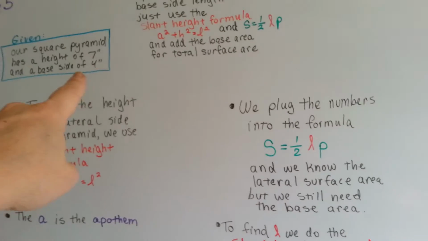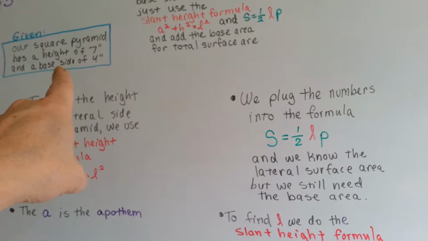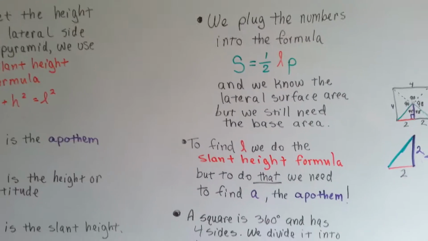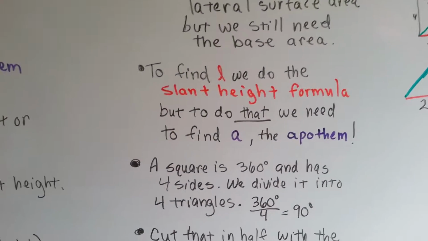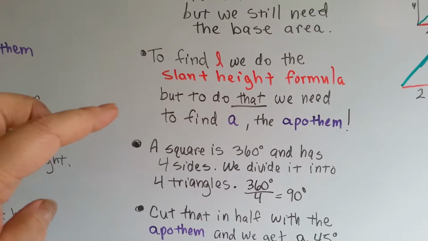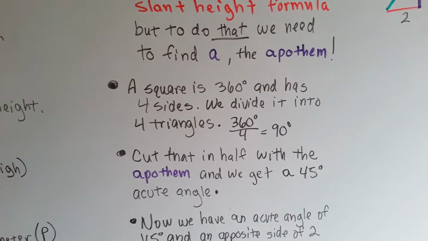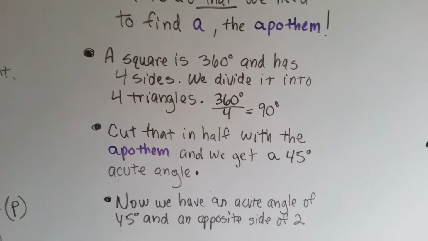Well, we kind of know it's 16 because it's 4 and that's easy. We know that it's a square pyramid. We know it's got a height of 7 and the base is 4 inches all the way around, okay? So to find this slant height, we use the slant height formula, but to do that, we need to find the apothem. Oh my goodness, all this stuff to do beforehand. All right, so we need to find the silly apothem.